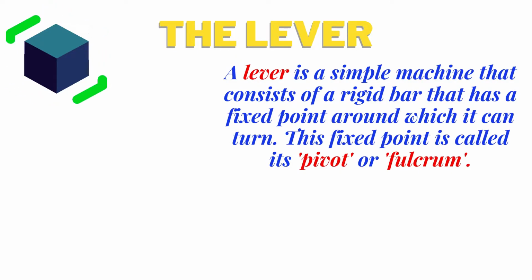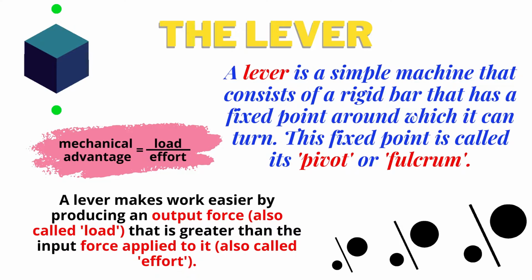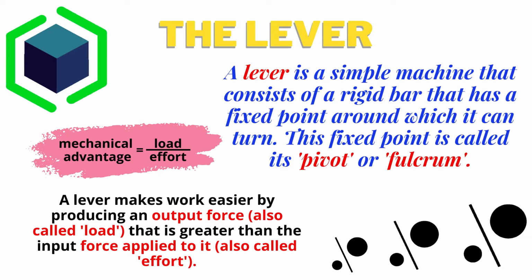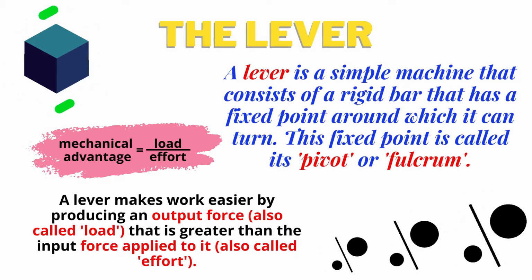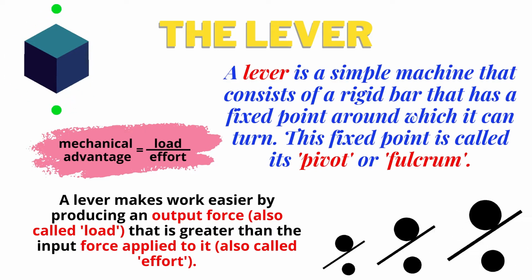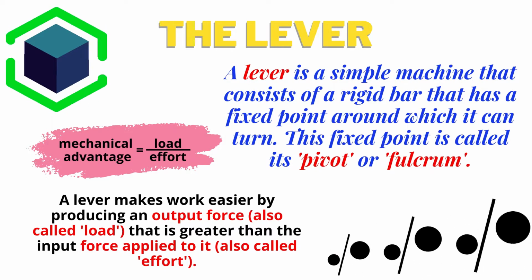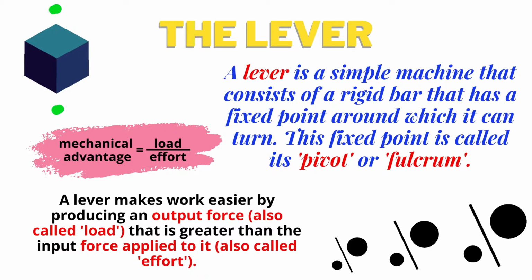The lever. A lever is a simple machine that consists of a rigid bar that has a fixed point around which it can turn. This fixed point is called its pivot or fulcrum. A lever makes work easier by producing an output force, also called load, that is greater than the input force applied to it, also called effort. The mechanical advantage of a lever is therefore equal to the load divided by the effort.